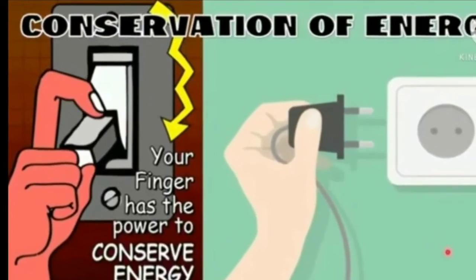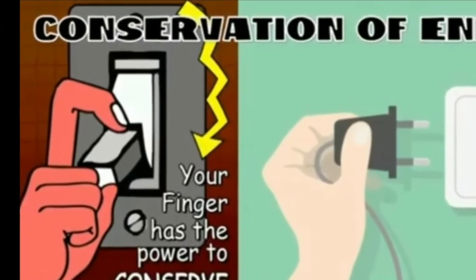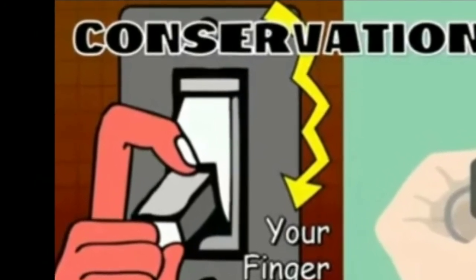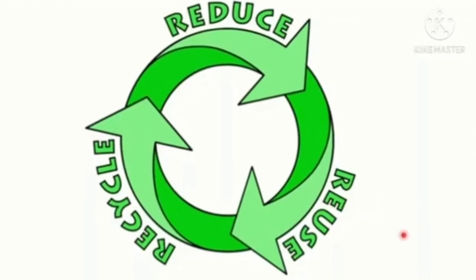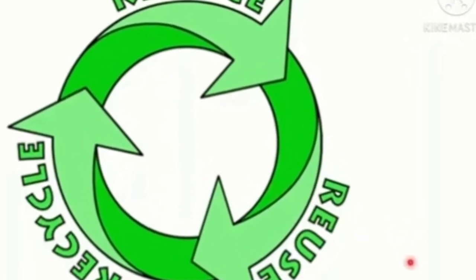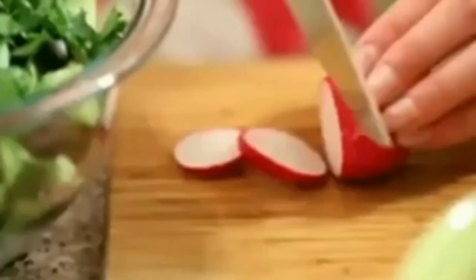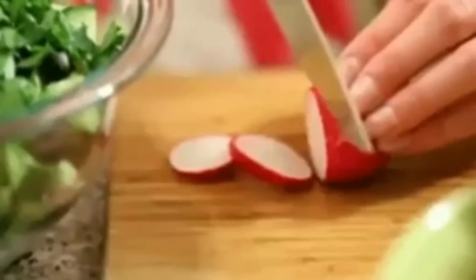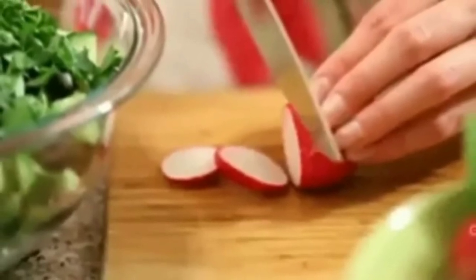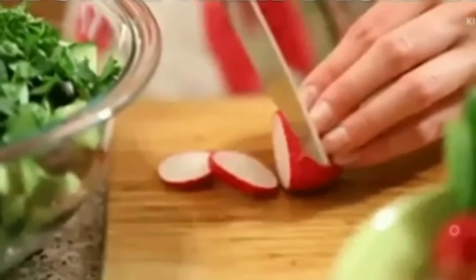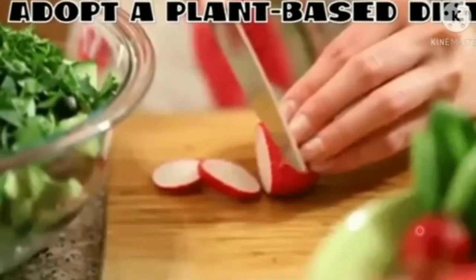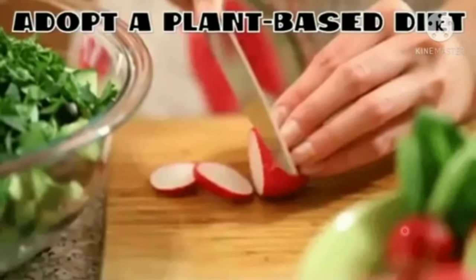Second, conservation of energy. Cut down on unnecessary use of energy at home. Unplug appliances when not in use. Third, practice the 3 R's: reduce, reuse, and recycle. Fourth, adopt a plant-based diet. It increases your vegetable consumption. Livestock is one of the biggest contributors of pollution in the atmosphere. Therefore, reducing meat consumption can lessen carbon dioxide.